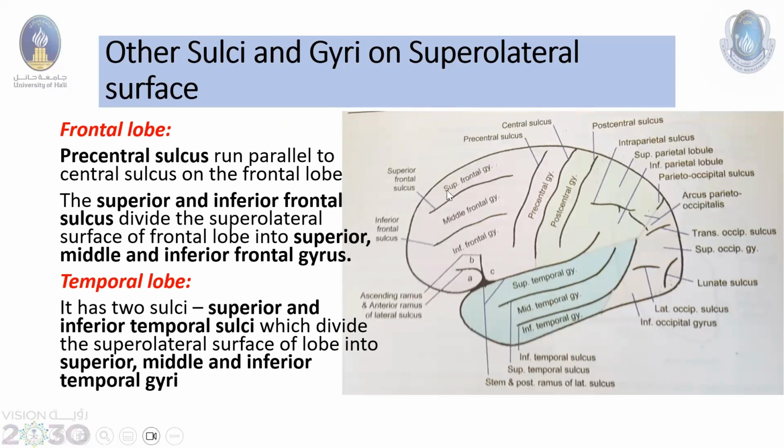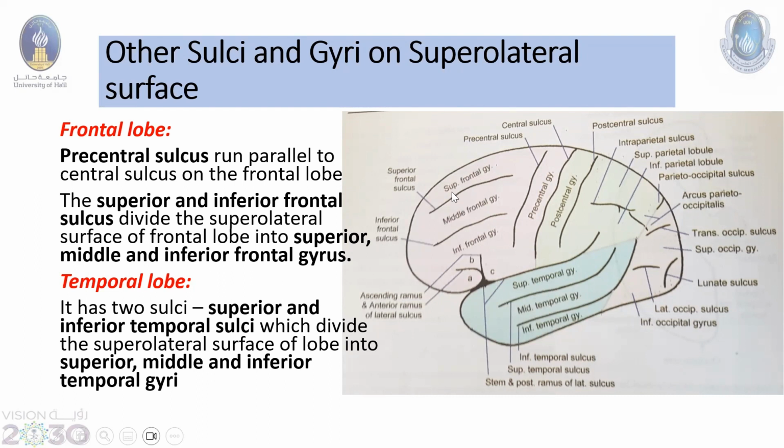So there are two important sulci in the frontal lobe, the superior frontal sulcus and the inferior frontal sulcus, which divide the frontal lobe into superior, middle, and inferior frontal gyri. Similarly, in the temporal lobe, we already saw the superior temporal gyrus. There are two important sulci here, just like in the frontal lobe. These are called superior and inferior temporal because they are in the temporal area.